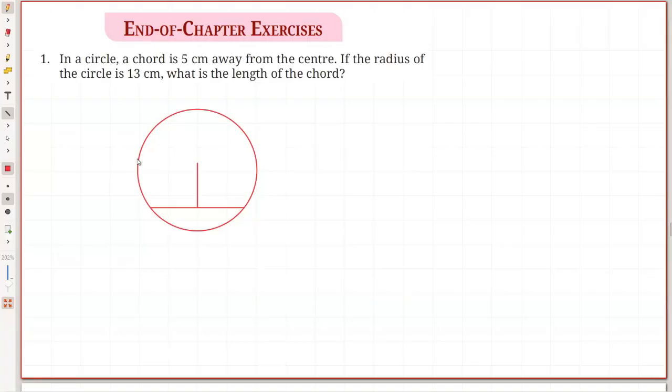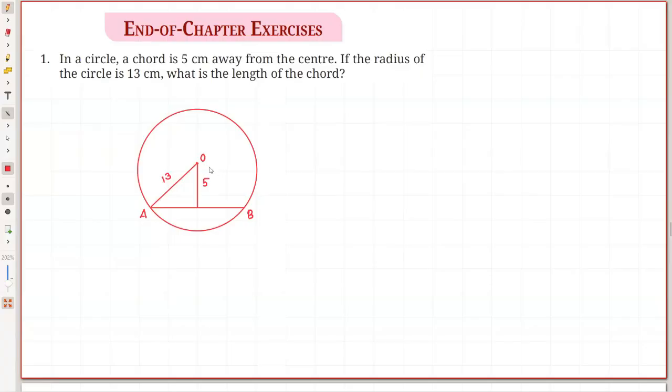If the radius of the circle is given, so this is the center and this is the radius. The radius is given 13 centimeter. Now they are asking what is the length of the chord. So I can take the center as O, and AB as a chord. This distance is given, 5 centimeter, and the radius is given as 13 centimeter. Now they are asking what is the length of AB.